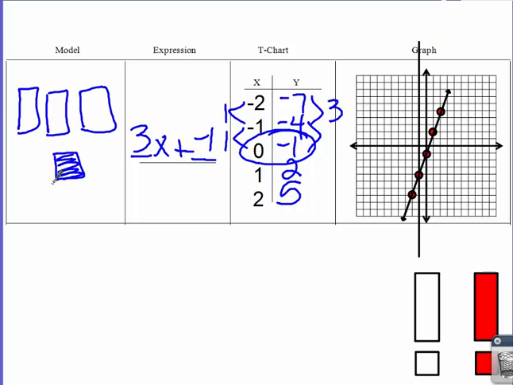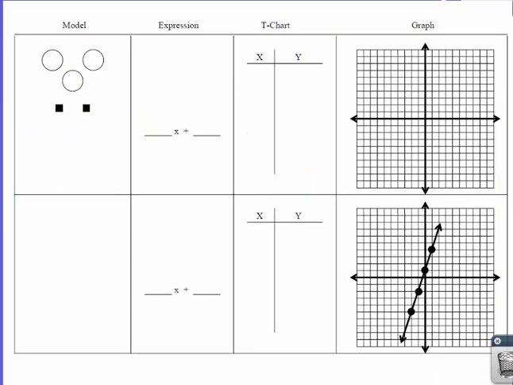Just like that. And that's what you're going to do on this assignment today. I'm going to give you one that has a model, and you have to find the rest. If you don't have a set of x values, then you're using -2, -1, 0, 1, and 2. Those are the x values that you're going to use.